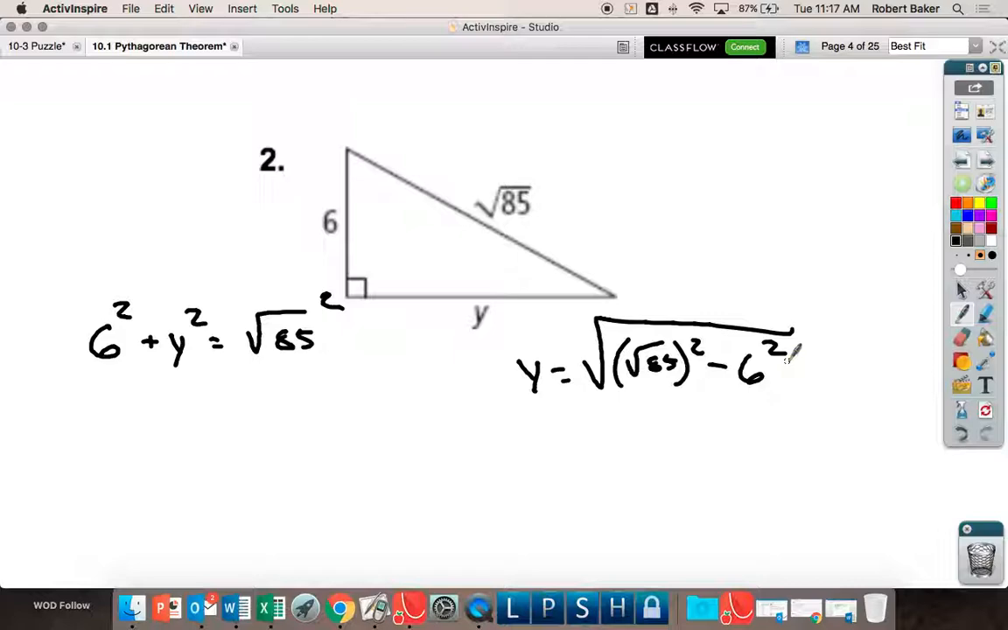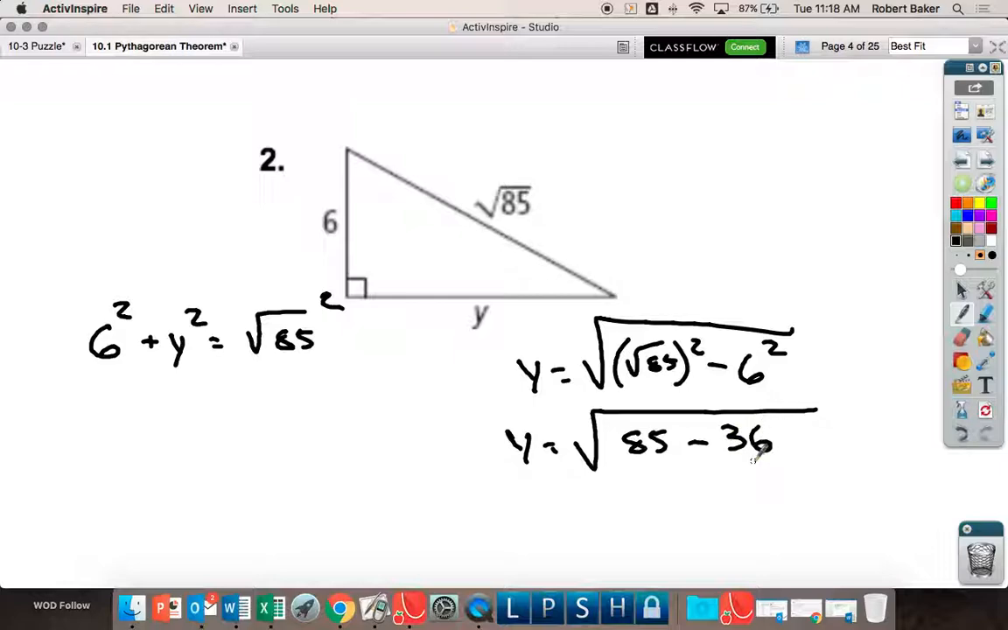Now, pre-AP, you're like, ooh, that's gross. The square root of 85 squared minus 6 squared. Hey guys, they do the exact same thing. Right now, the radical is just holding your math. The square root of 85 squared, 85. Squared and radical will always cancel each other out. So the square root of 85 squared, 85. Minus 6 squared, 36.